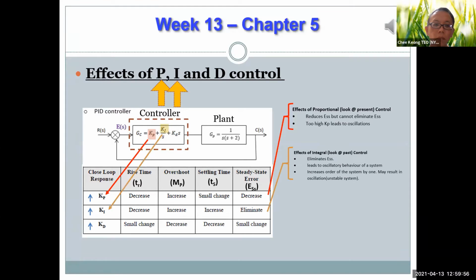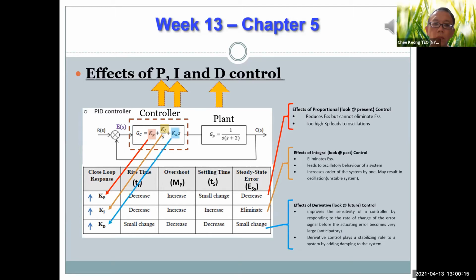For I controller, it looks at the past condition using an integrative control signal. I controller is usually able to reduce the steady state error to 0. However, the integrative control signal leads to an increase in the system order, which may result in oscillation. For D controller, it looks at the future condition using derivative control signal. D controller is usually very responsive to fast changes, hence it is anticipatory in providing damping to the system, making it more stable.